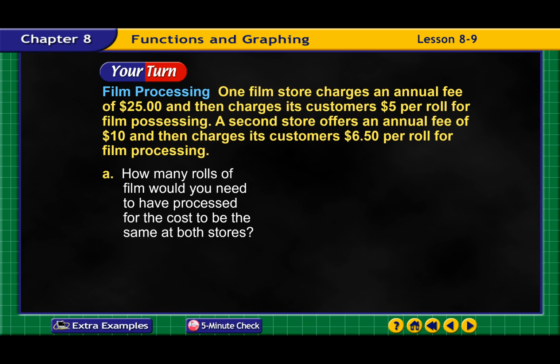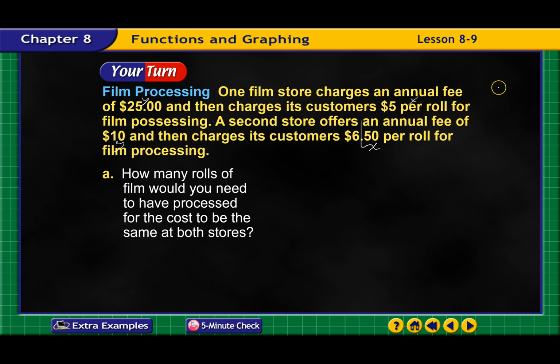All right, one film store charges an annual fee of $25 and then $5 per roll. The second one has an annual fee of $10 and then charges its customers $6.50, I think. How many rolls of film would you need to have processed for the cost to be the same? So I'm going to say per roll is X and annual fee is Y.